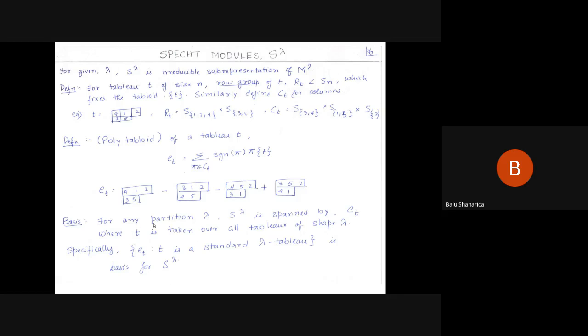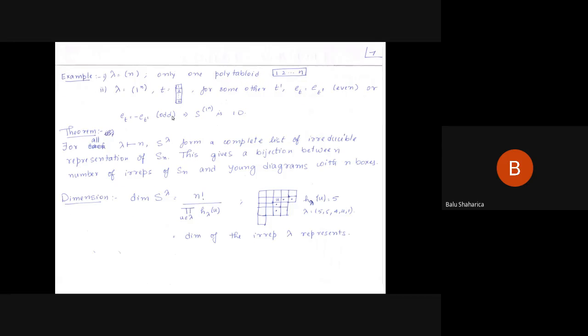And for S lambda, the basis is given by all the polytabloids E_T, where T is a standard lambda tableau. However many standard tableaux I get for a given lambda, that is the dimension of S lambda, and E_T gives me the basis of that.